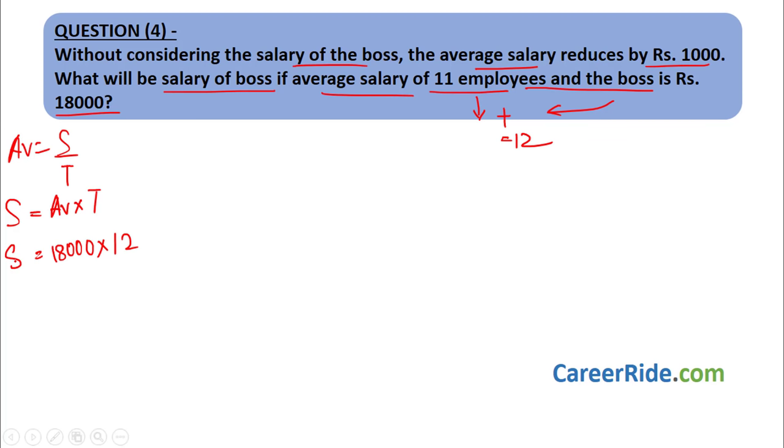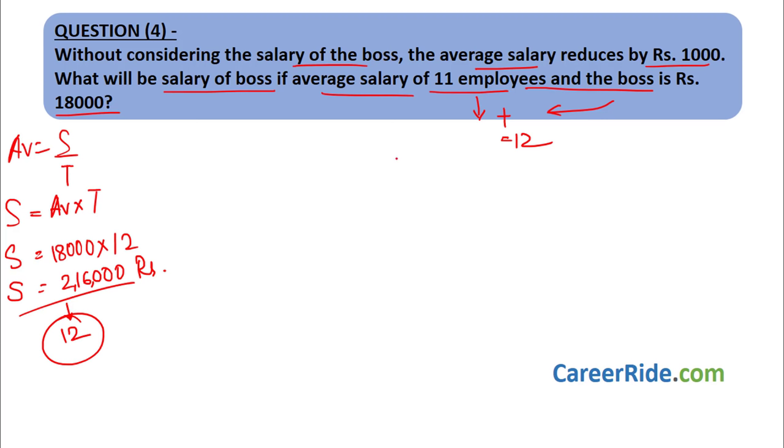So what is the total sum of salary, or the total sum of money? For 12 people, 18,000 into 12. So what would that be? 1,80,000 is 10 plus 36, 216. Okay, 216,000 rupees is the total salary, or the total sum, for how many people? This is for 12 people, right?